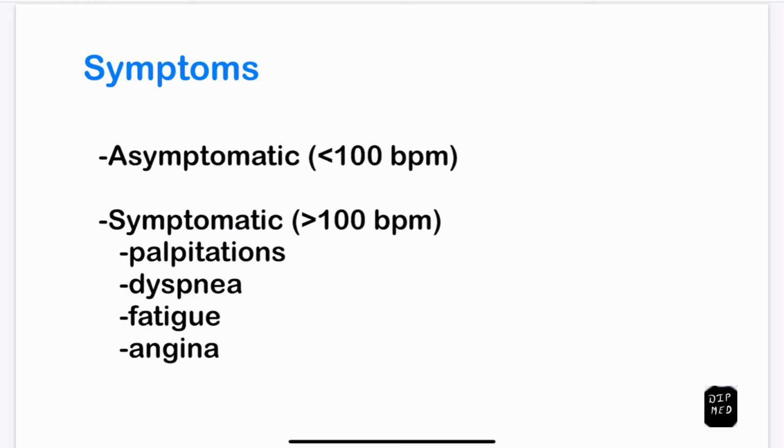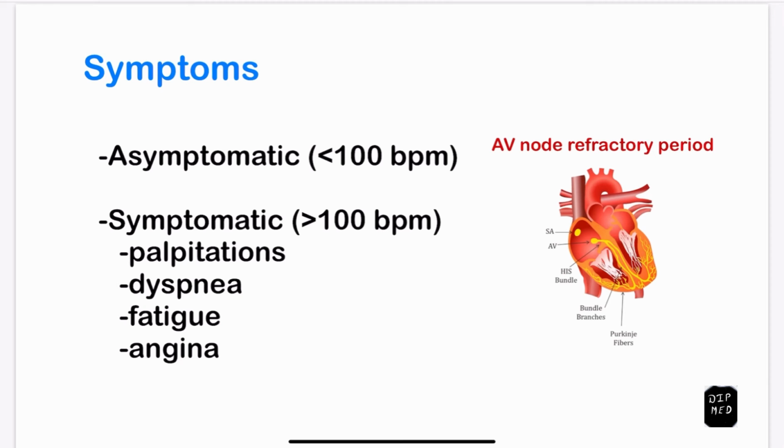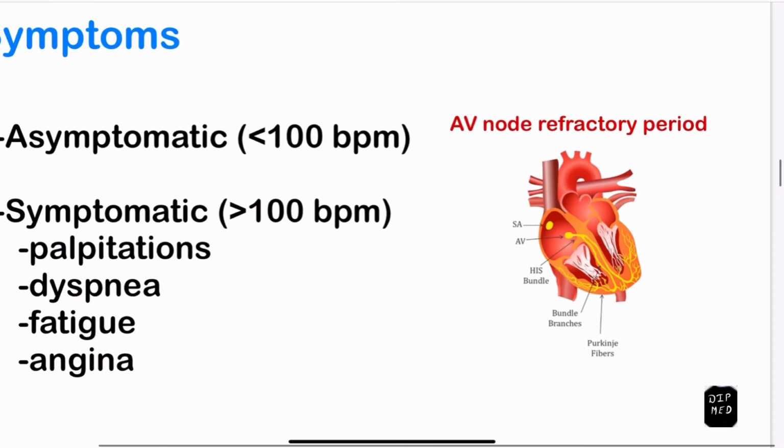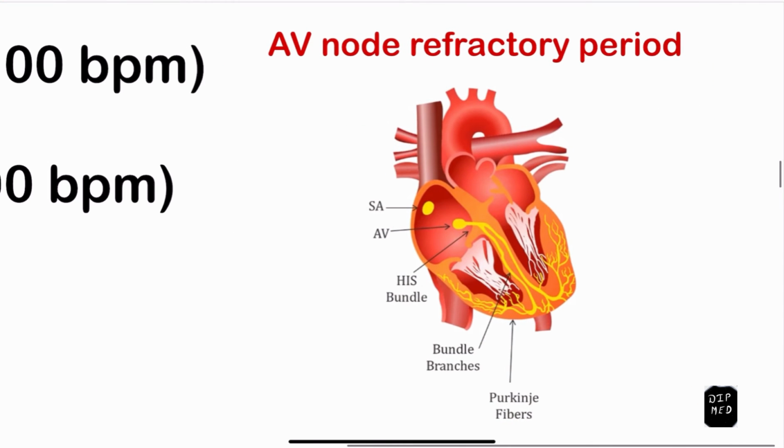The major reason why some patients with atrial fibrillation are asymptomatic with a heart rate less than 100 beats per minute and some are symptomatic with a heart rate more than 100 beats per minute is the AV node refractory period. Once the AV node catches an impulse, it goes into a refractory period, and during this refractory period, the AV node cannot conduct any other impulses. So if the AV node is healthy and has a quick recovery time, then it can conduct many impulses, thus creating a rapid heart rate. But if the AV node is slow and has a long refractory period, then the heart rate is slower.